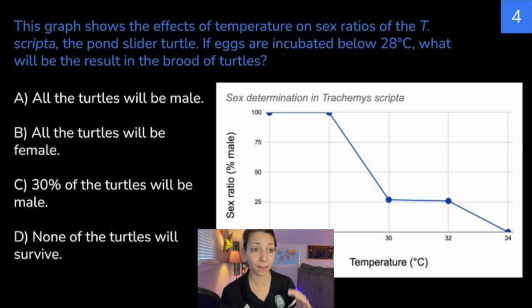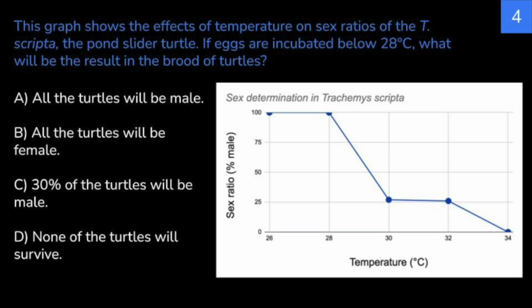This graph shows the effects of temperature on sex ratios of the T. scripta, the pond slider turtle. If eggs are incubated below 28 degrees, what will be the result in the brood of turtles? So we have a graph here. I'm going to take my video off so you guys can see this a little bit better. And let's go through the answers. A, all the turtles will be male. B, all the turtles will be female. C, 30% of the turtles will be male. Or D, none of the turtles will survive. Think about it.